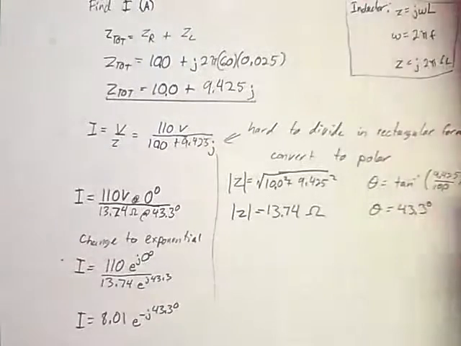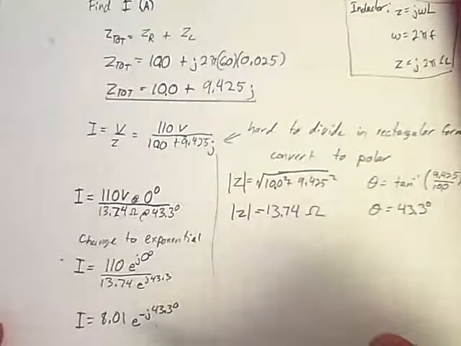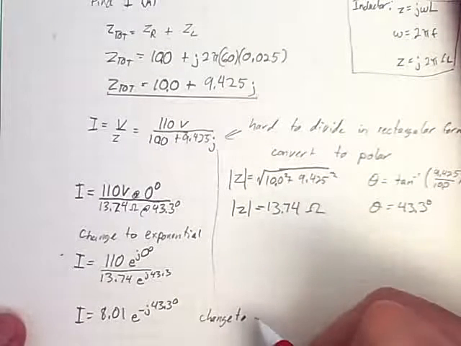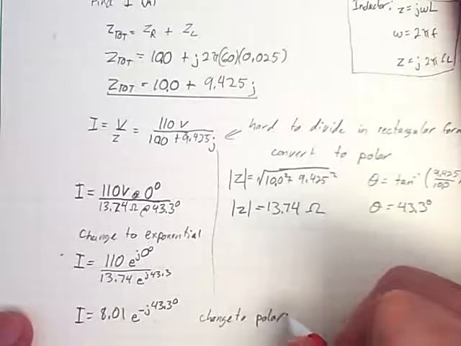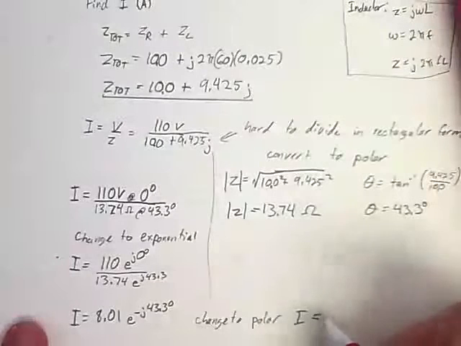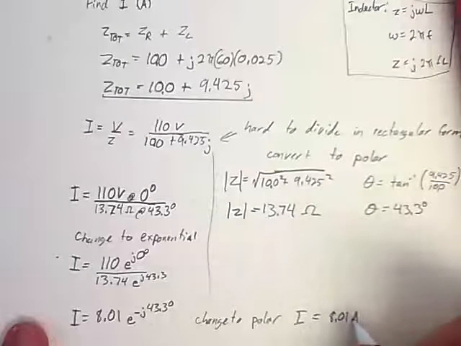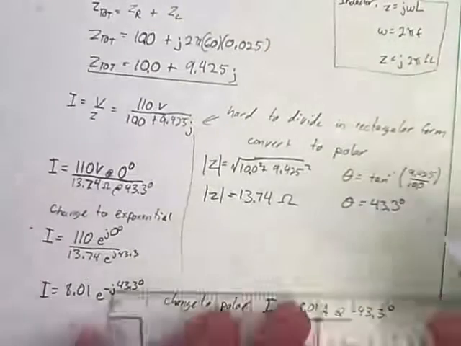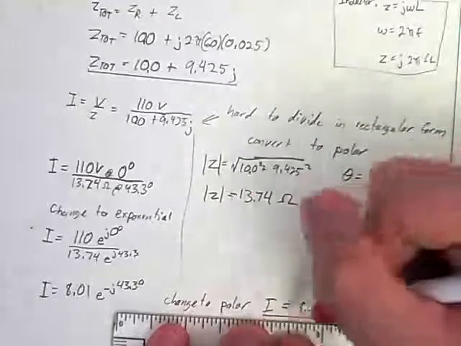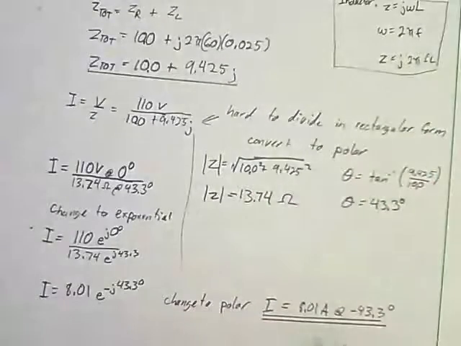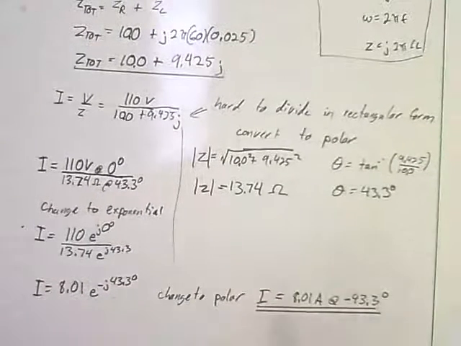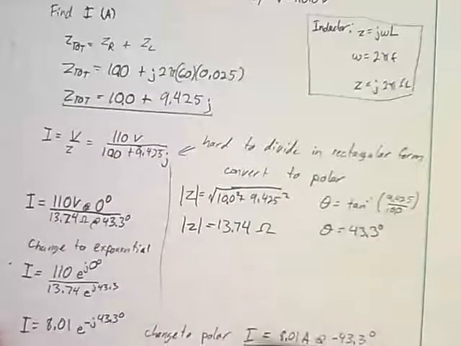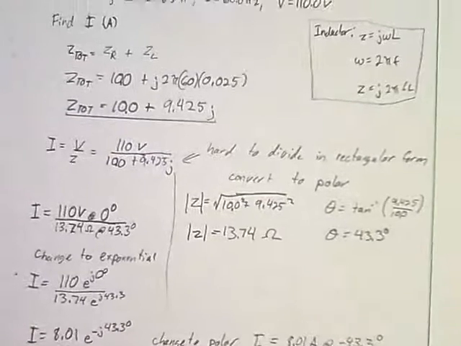That would be our answer. Although we probably don't like to answer that way, so we would change back to polar and say that I is equal to 8.01 amps at negative 43.3 degrees. Well, that's technically correct. Generally, this is the way you report things. So the interesting part there is we have to go from rectangular to polar to exponential back to polar. Really a good way to kind of remember how to do all those different skills.